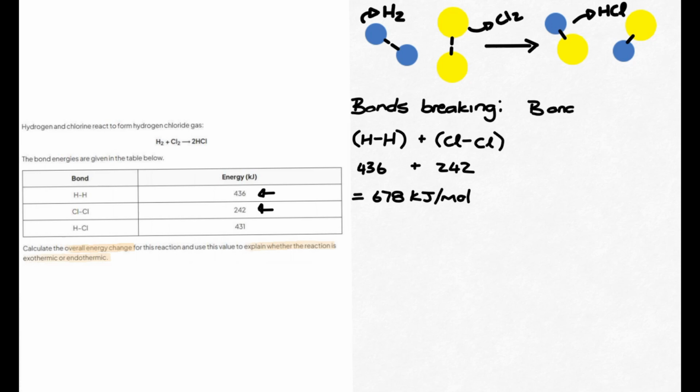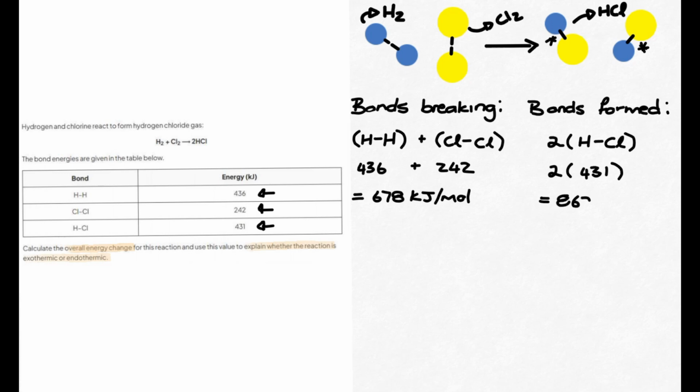We will then work out the amount of energy that is released when the bonds form. So in my little drawing, I can see that there would be two hydrogen chloride bonds that would form. Now hydrogen chloride on my little table is 431 kilojoules. So I'm going to multiply this 431 by 2, and this will give me 862 kilojoules per mole of energy that would be released when the bonds are formed.